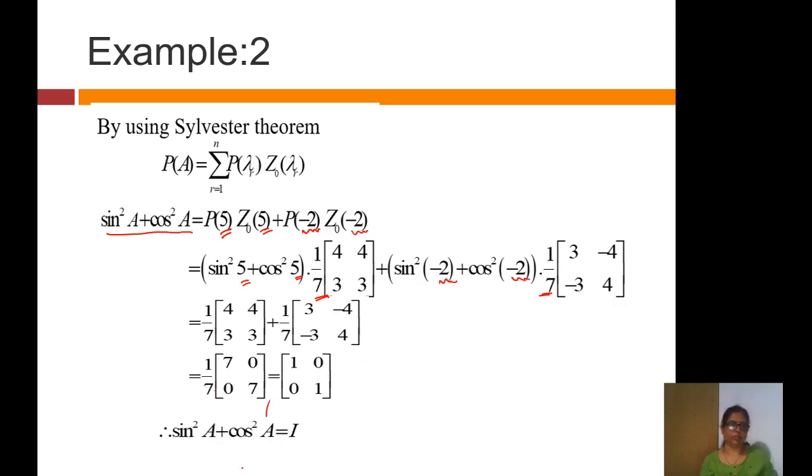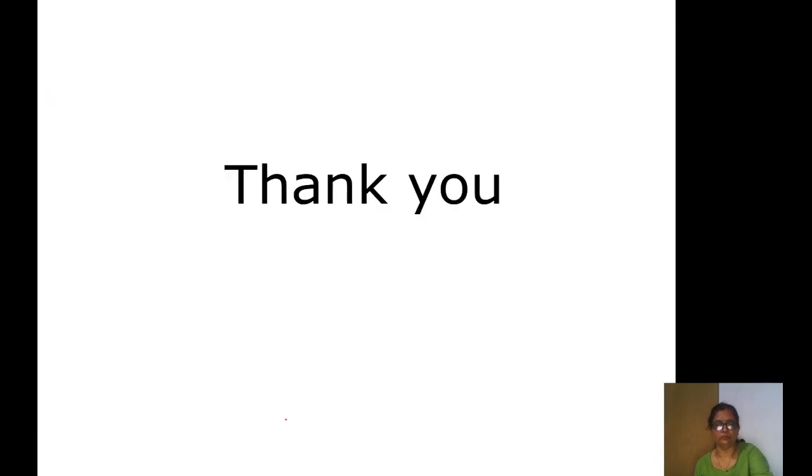Therefore sin square A plus cos square A equal to I, which is the 2 by 2 identity matrix. In this way, we solve the problems of the Sylvester theorem.